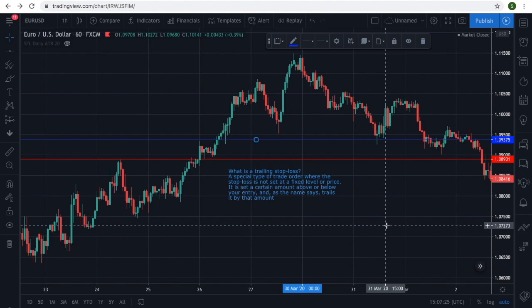Following on from last week's video where we spoke about stop losses and what they are, we're going to take a deeper look into stop losses and specifically trailing stop losses this time. First of all, let's start off with a definition then.